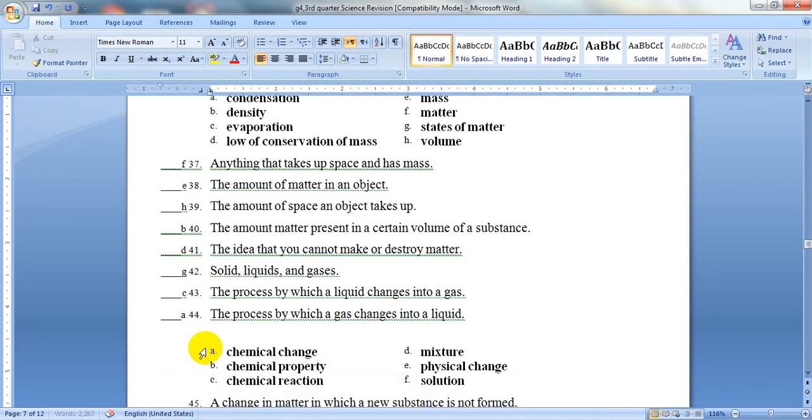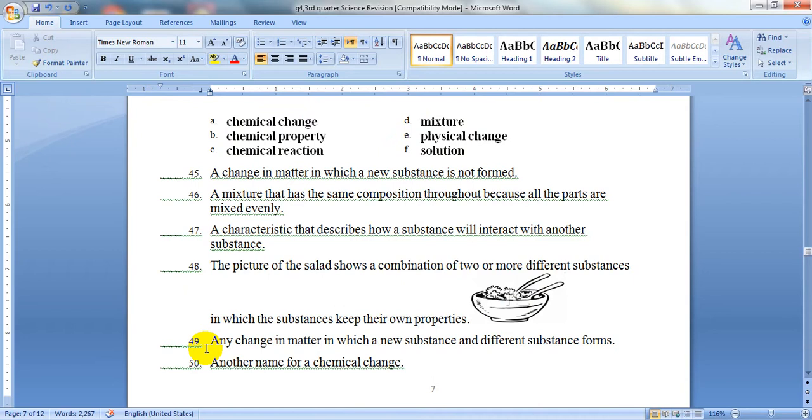Now let's move to the next. Here you have to focus well because these items are a little bit similar to each other. Here we have chemical change, chemical property, chemical reaction, mixture, physical change, solution. Let's read the first one, question number 45.